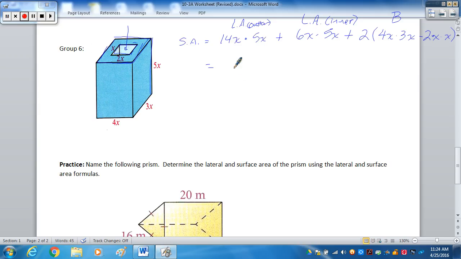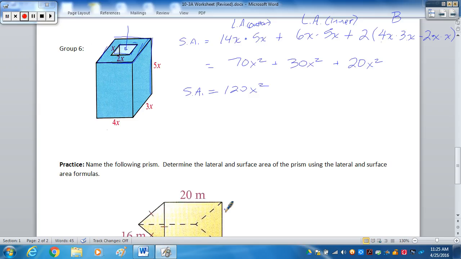So this is going to be 70x squared, 30x squared. That would be 12x squared minus 2x squared would be 10x squared. Times 2 would be 20x squared. Okay, and so in the end, the total surface area, 70 and 30 and 20 make 120x squared for the total surface area of that figure.